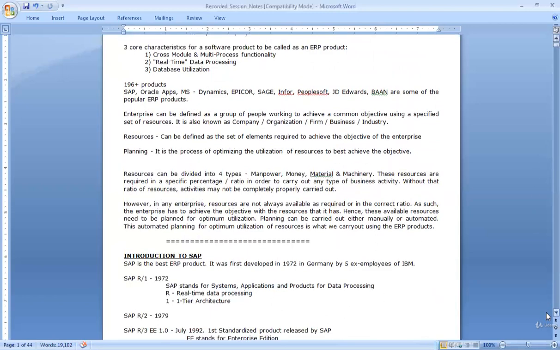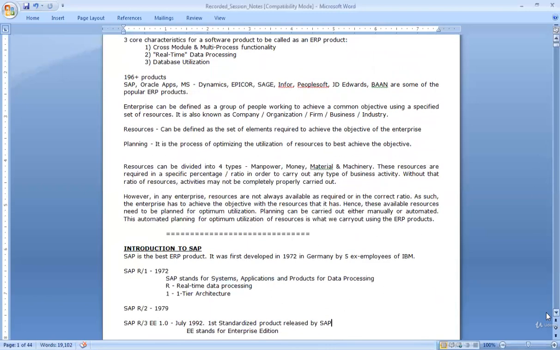It means the product was developed with features common to multiple companies. What it also means is the R1 and R2 products, which were released and installed till 1991, were basically developed and installed for each company, each client separately. So the application which was developed for one client could not be used for any other client. So for each client, SAP was developing the product from scratch and installing it individually.